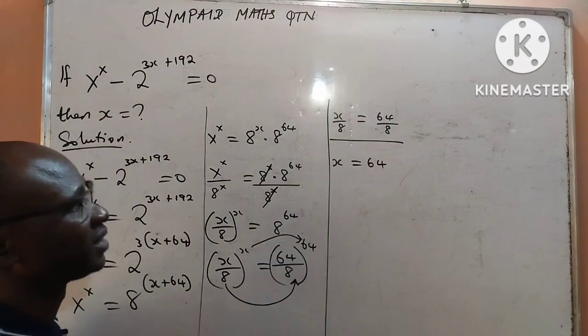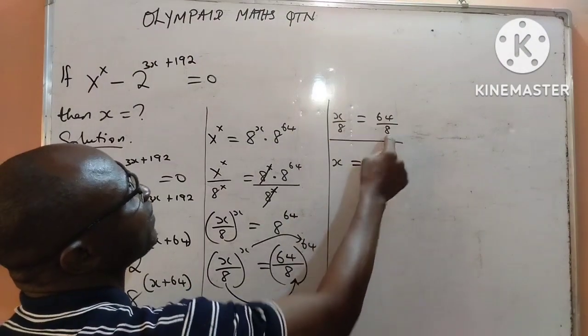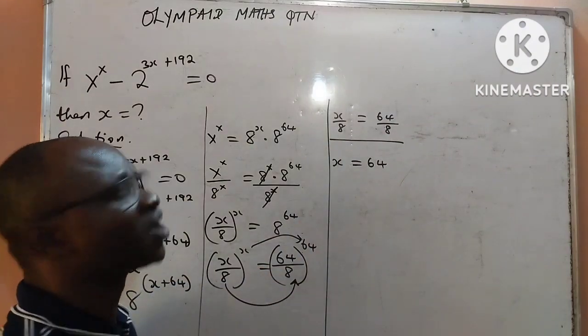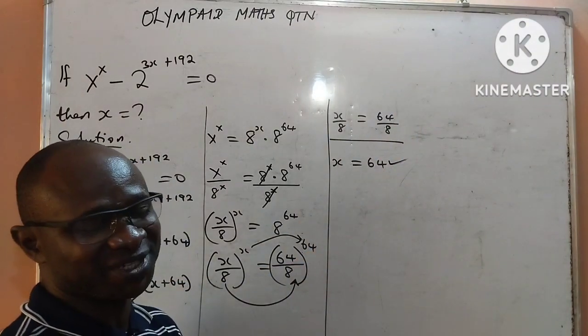But from this, can't you see x over 8 equal to 64 over 8? So this is over 8, this is over 8. So x is equal to 64. In conclusion, the value of x is equal to 64.